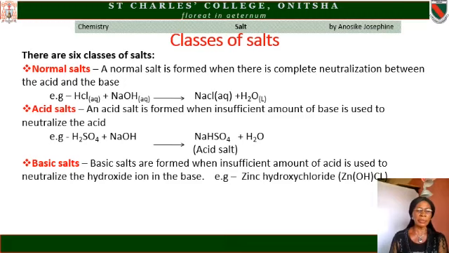An acid salt is formed when insufficient amount of the base is used to neutralize the acid. What do I mean by that? The quantity of the base used is quite small in quantity than the acid. It means that at the end of the reaction, more of the acid will still show itself in the salt.